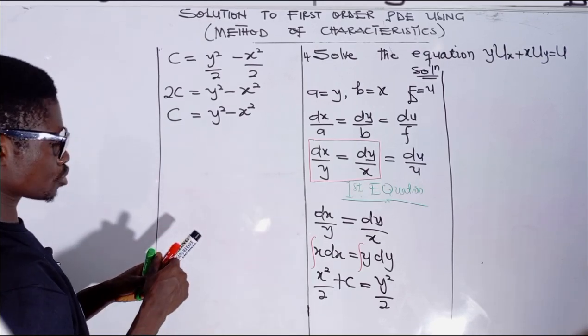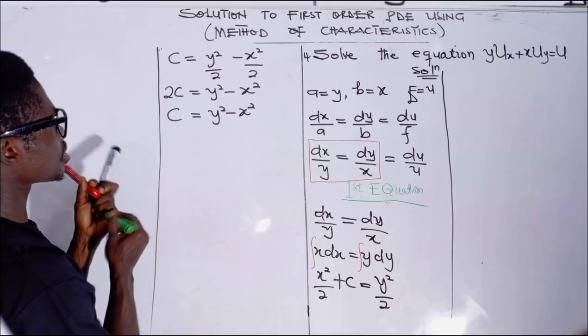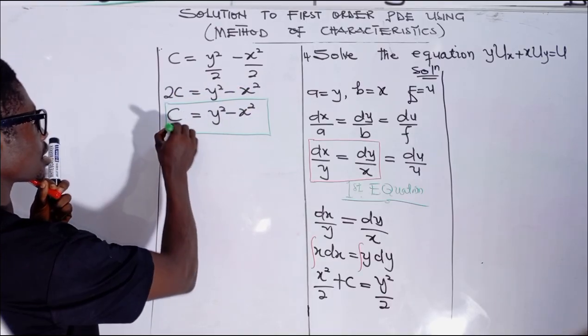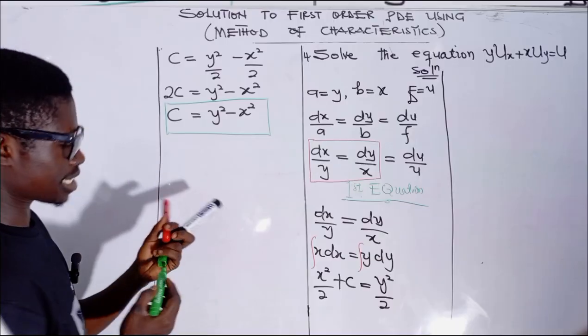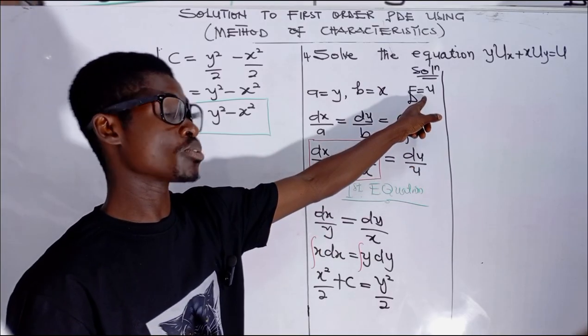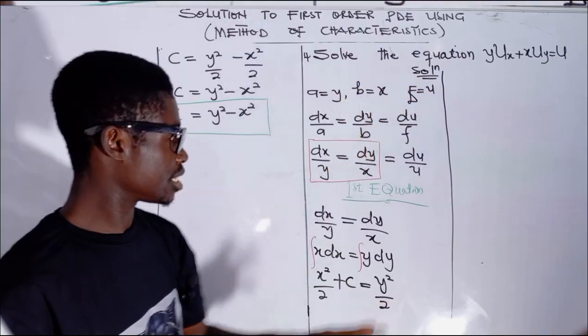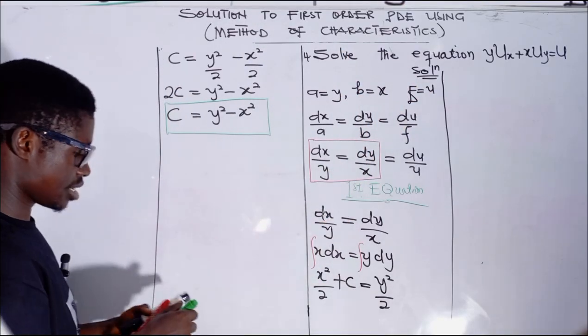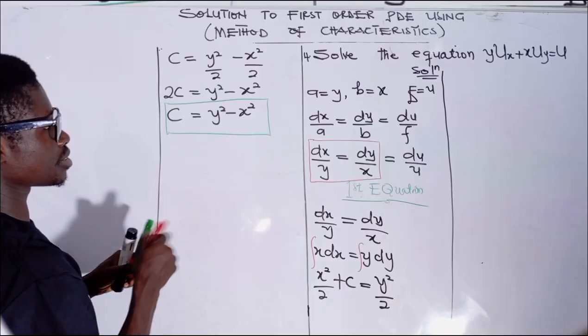So we have our first solution, which is c is equal to y squared minus x squared. Since f here is not equal to 0, we are going to have two equations. We have our first equation, and we are going to look at the second equation.